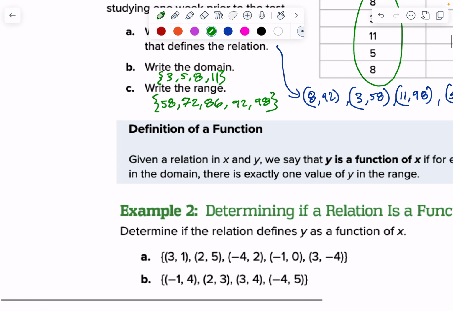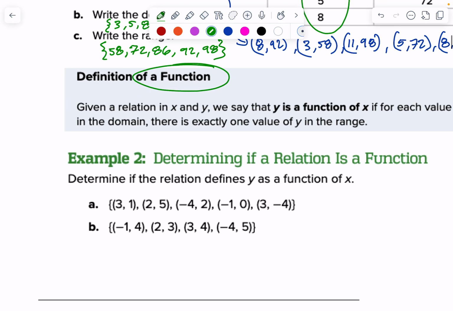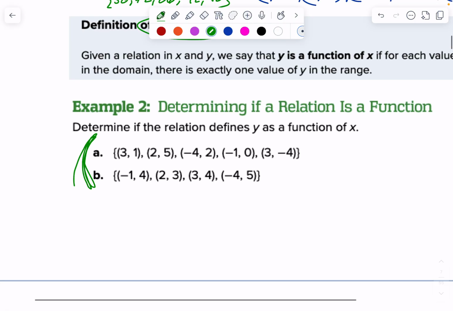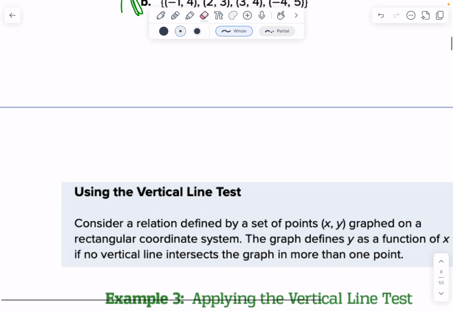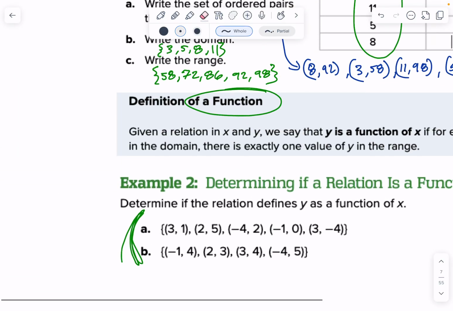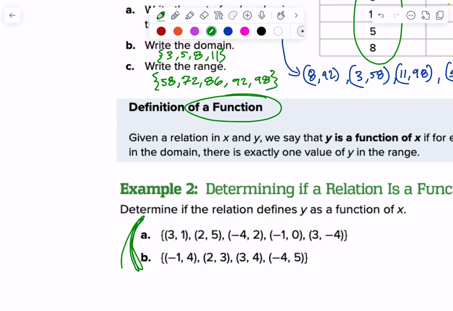Now we're going to decide whether something is a function or not a function. When you determine whether it's a function and you have the ordered pairs, you're going to do one thing. But if it's a graph, you can do something called the vertical line test. Let's talk about whether or not something is a function. I always go off of the fact that if it is a function, the x does not repeat.